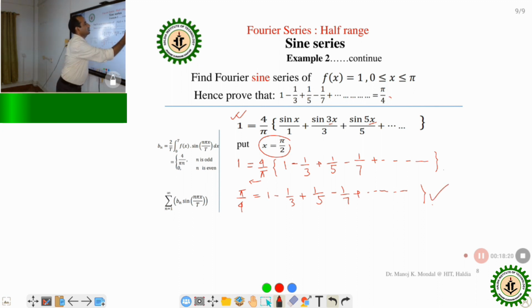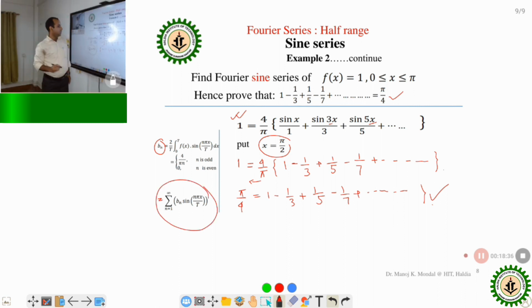That means what we actually got here is that we can easily find the half range Fourier sine series if we just find the value of bn for the function with this formula, then put it in and we get the series. Just put in the bn and we can easily find the Fourier series, and with the help of values of x in this way, we can prove any kind of series of this type. And so, thank you for today.